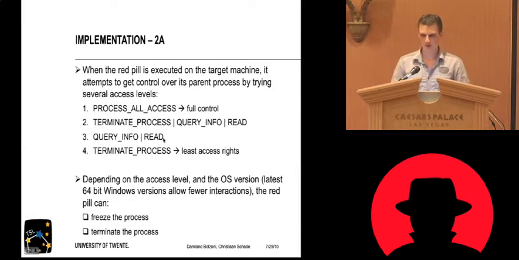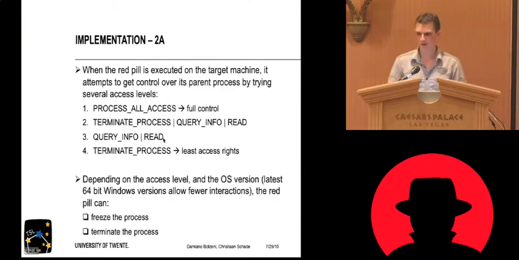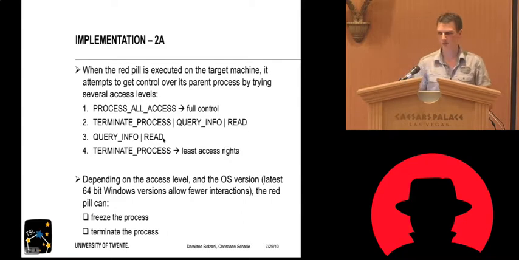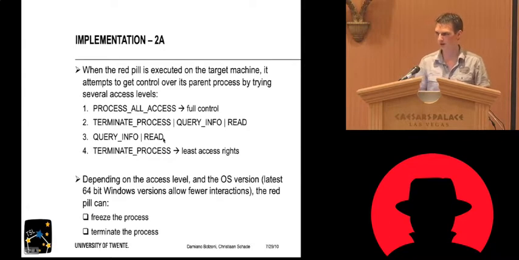So the red pill, once it's executed on the host, it's going to try and open its own parent, which is the spore, first with the highest access mask, which is process all access. If it doesn't succeed, it's going to try a lower access mask, until, well, the lowest fails. That doesn't really happen a lot. We've seen in our samples that almost all samples where we were able to open the parent, we opened it with process all access. In that case, we can either freeze the process and we can terminate it. So actually containing the infection.